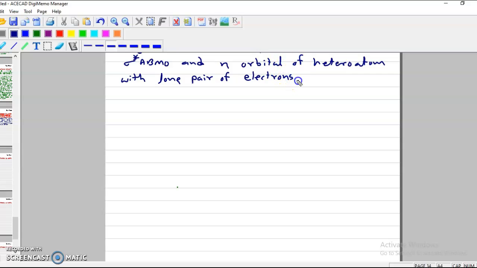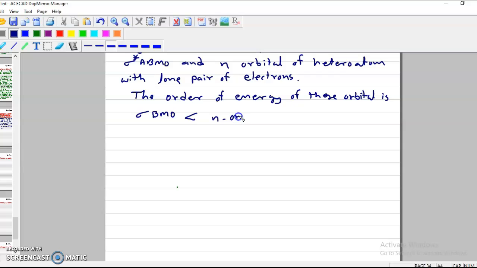Now, with reference to energy, the order of energy of these orbitals is: sigma BMO is having minimum energy, which is less than n orbital, less than sigma star orbital. Okay.